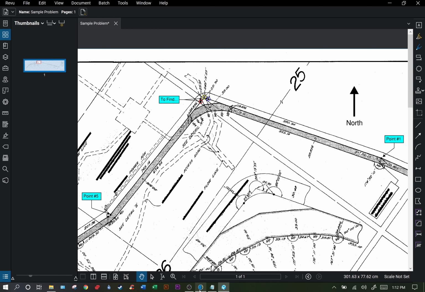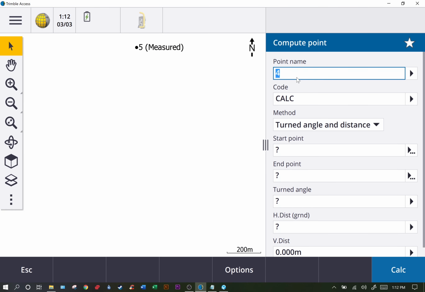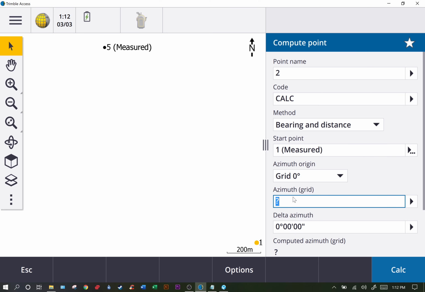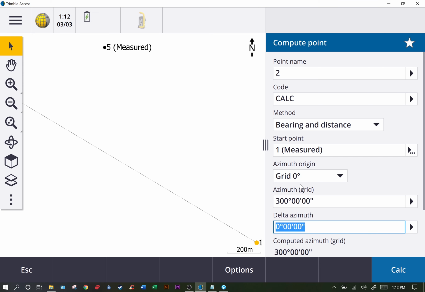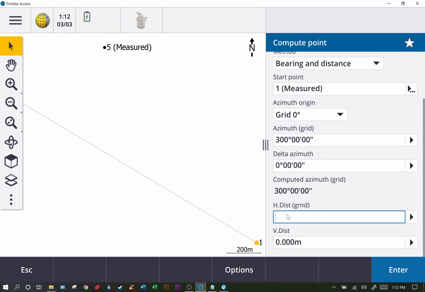So I'm going to go back to Trimble Access. I'm going to go to Cogo, compute point. This one's going to be point number 2. It's a calc point. And I'm going to use the bearing and distance method. So my start point is point 1 measured. And my assumed azimuth is going to be 300 degrees. I don't need a delta azimuth right now because I haven't found my corrections yet. When I go through a second time, I'll apply my correction right here rather than doing the mental math in my head. So the horizontal distance, 950.94 meters.